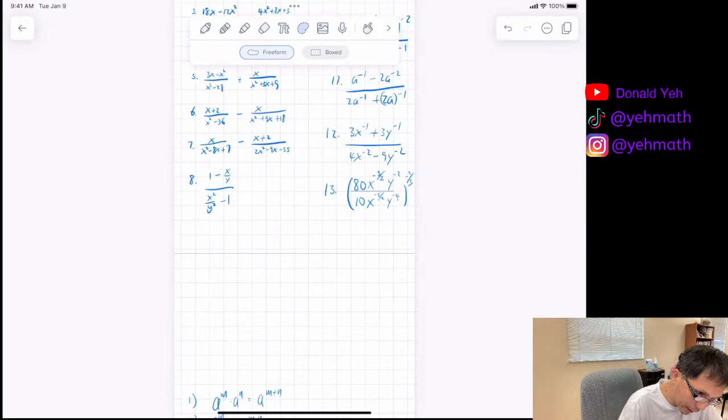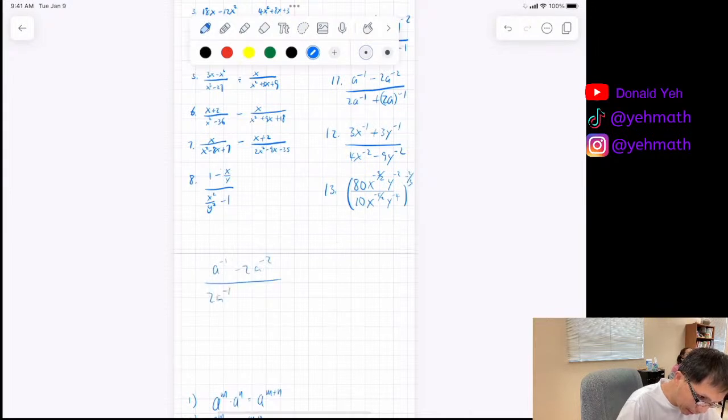You might want to write down 11. 11 is a to the negative 1 minus 2a to the negative 2 over 2a to the negative 1 plus 2a to the negative 1, like this. Now, we talked about yesterday that a to the negative 1 does not flip to become the denominator. It becomes its own fraction. What I mean by that is this does not go all the way down. It's just going like this.